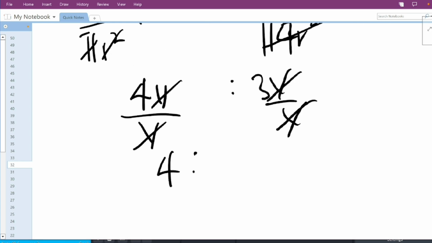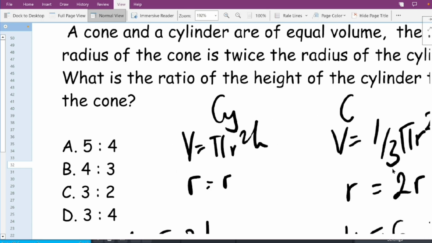We have 4:3 as our answer. So we have the cylinder on this side and our cone on this side. Our answer is B.